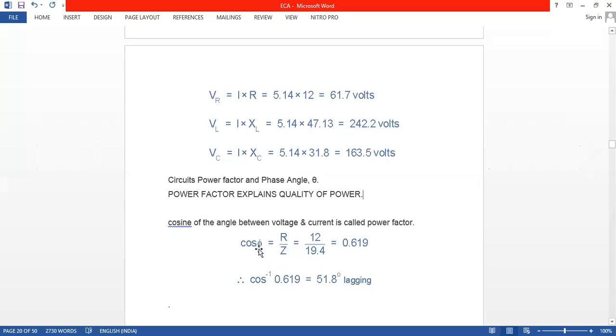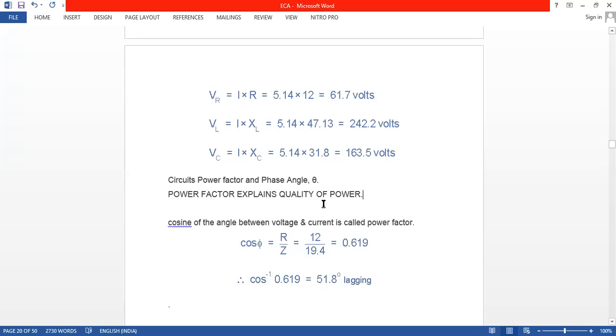Yes, sir. Theta. Now it is cos theta or cos phi, any value. Cos theta means power factor. It is a cosine, that means cos of the angle between voltage and current. There is an angle between voltage and current, which is nothing but the power factor.